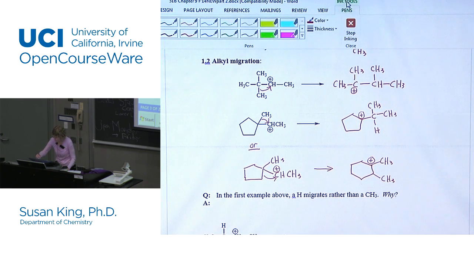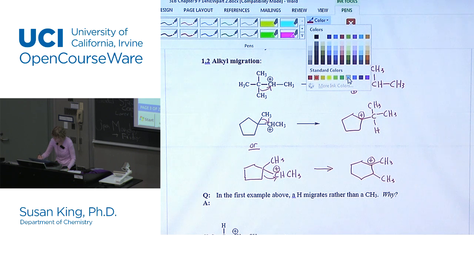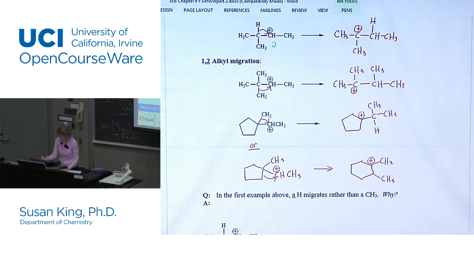So let's label all of these. This is a secondary carbocation. It goes to a tertiary. This is a secondary carbocation. This goes to a tertiary. Secondary carbocation goes to a tertiary. Secondary carbocation goes to tertiary. And that's where we're going to commonly see this.